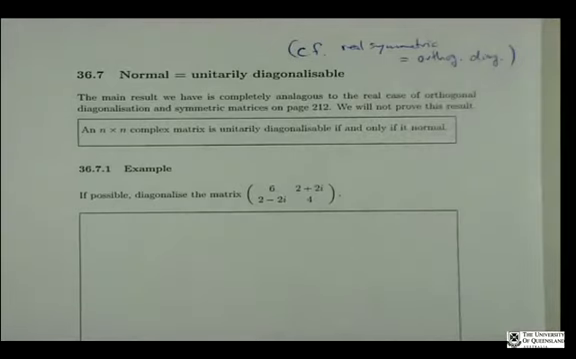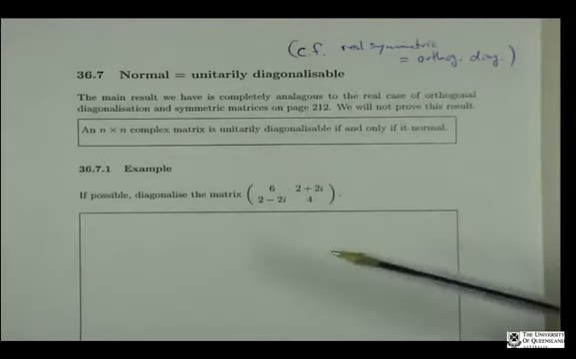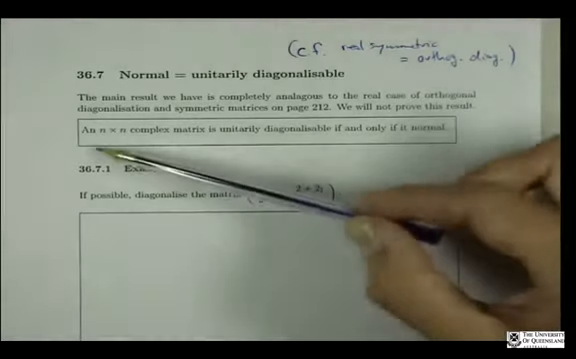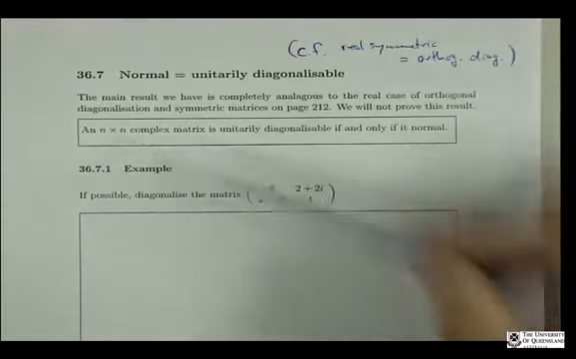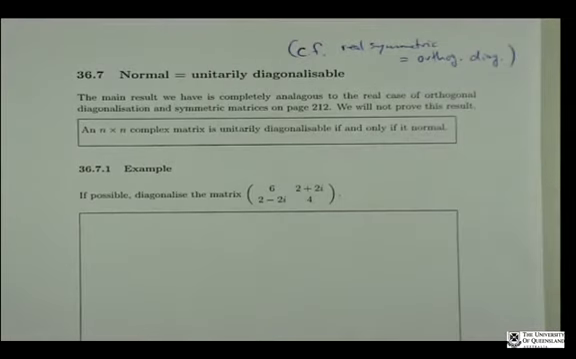It turns out it's not just the Hermitian matrices that are unitarily diagonalizable, it's the much larger class of normal matrices. I'm not going to prove this at all. The proof is quite complicated. But here's the result in the box: an n by n complex matrix is unitarily diagonalizable if and only if it's normal.